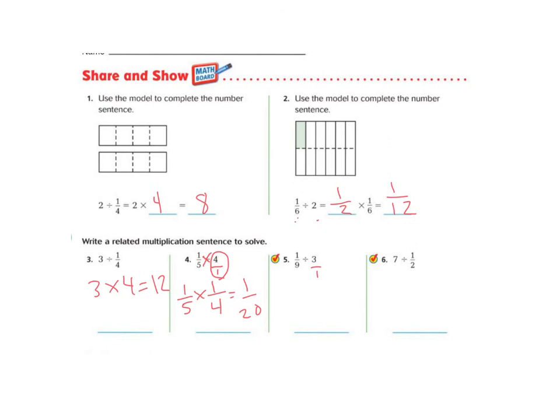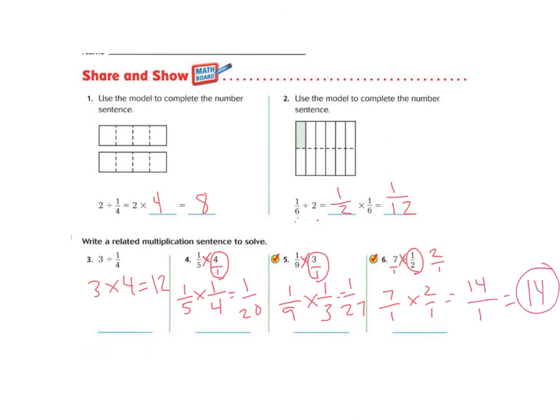Again, I'm going to put my 1 underneath and make this a multiplication. I have to flip this one, so I have 1 over 9 times 1 over 3, which is 1/27. And then again, I'm going to put my 1 underneath, change this to a multiplication, and do my inverse, so this will be 2 over 1. So I have 7 over 1 times 2 over 1, which is 14 over 1, or 14 wholes.